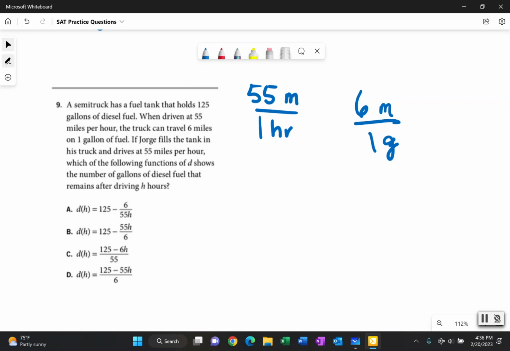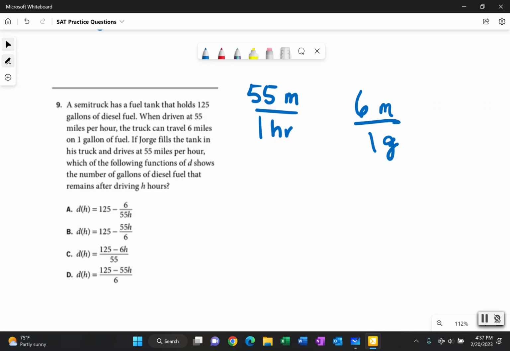A semi-truck has a fuel tank that holds 125 gallons of diesel fuel. When driven at 55 miles per hour, the truck can travel 6 miles on 1 gallon of fuel. If Jorge fills the tank with his truck and drives 55 miles per hour, which of the following functions of D shows the number of gallons of diesel fuel that remains after driving H hours?